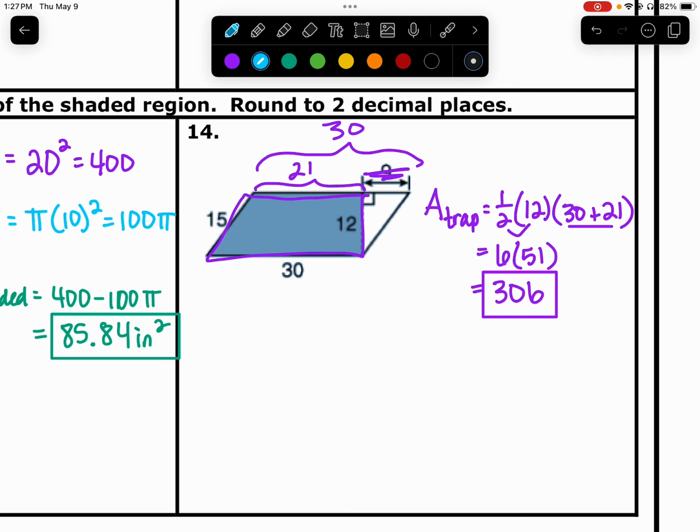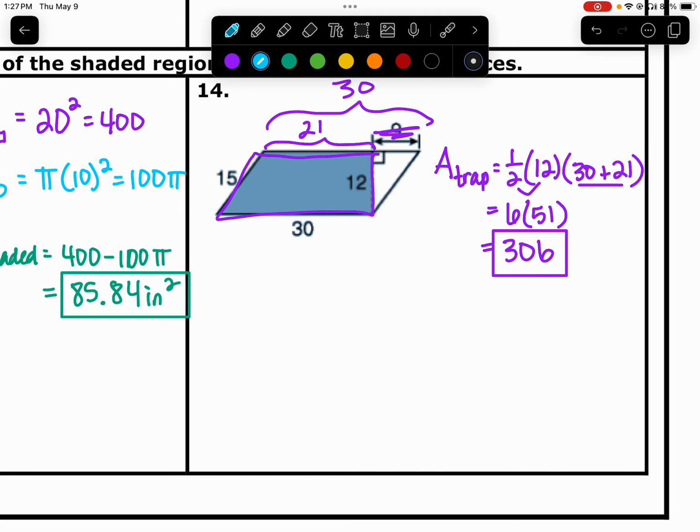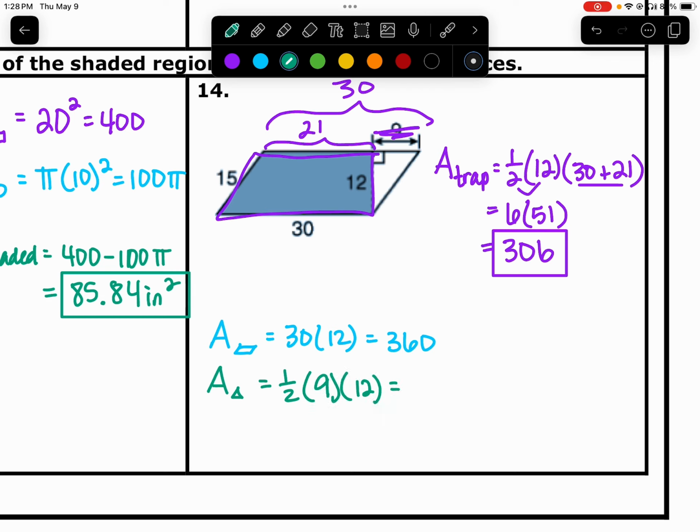All right, now if you wanted to be extra and do it the long way, you could do the area of the parallelogram, and that would be base times height. And then you could do the area of the triangle. That would be 1/2 base times height.